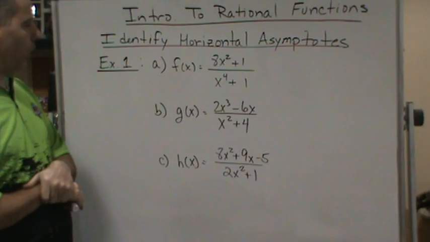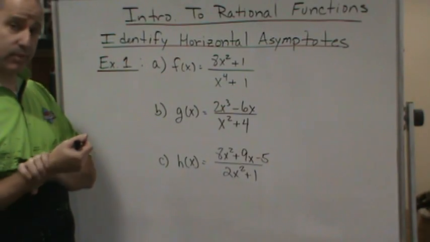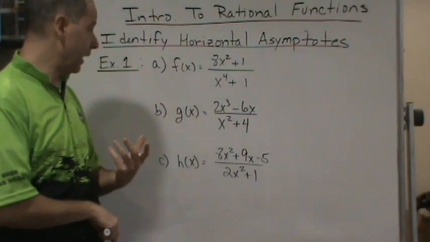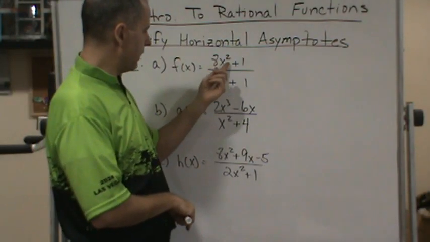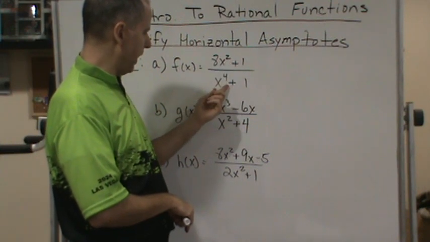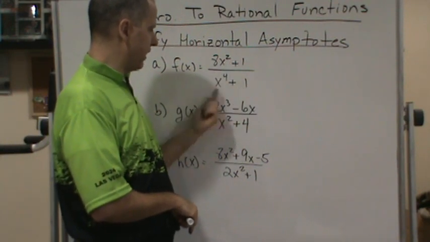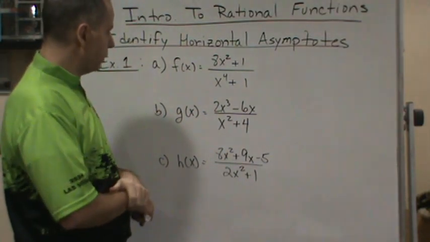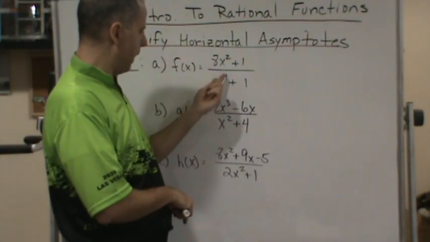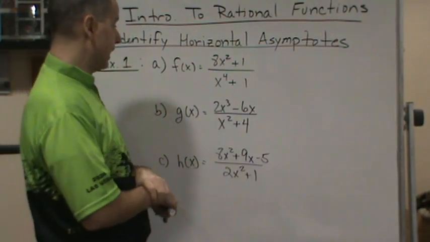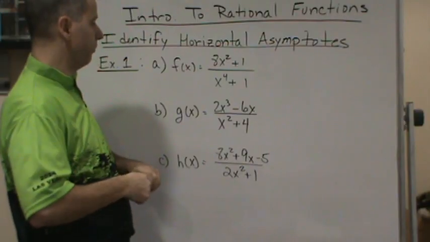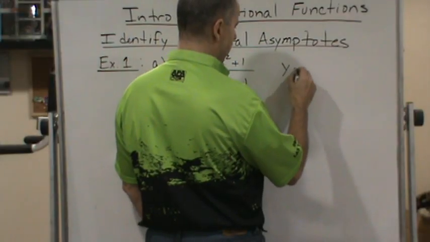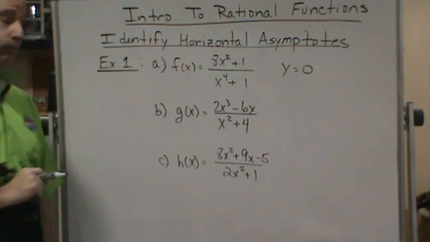And so again, when we're looking at horizontal asymptotes, we look at the degree of the top versus the degree of the bottom. Now in this case here, the degree of the top is less than the degree of the bottom, which means this thing is going to head towards what? 0. Okay? So as x goes to positive or negative infinity, this thing is going towards 0. Okay? So that means we have a horizontal asymptote at y equals 0.